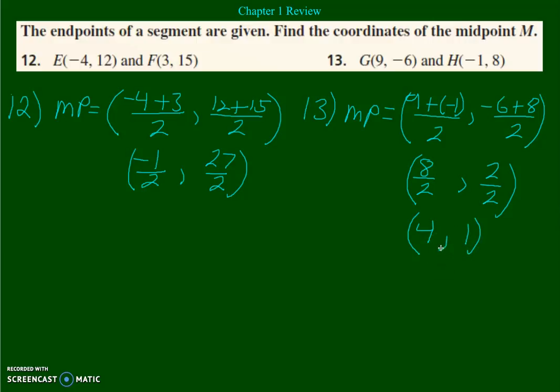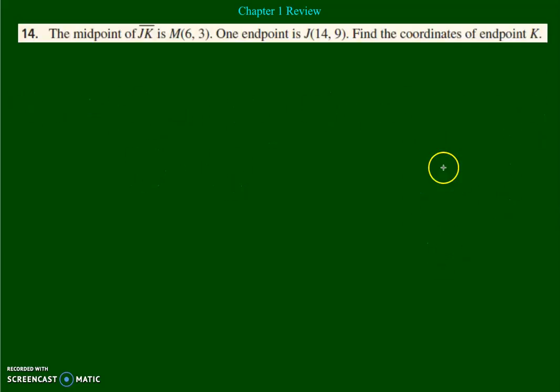Now we move on to problem 14. Problem 14 says the midpoint of segment JK is M, (6, 3). One endpoint J is (14, 9). Find the coordinates of the other endpoint. So this is still a midpoint problem, but we have one endpoint and the midpoint. We're looking for the other endpoint.